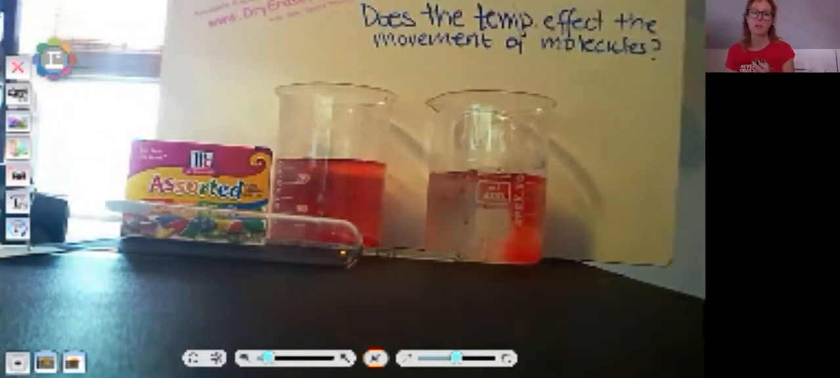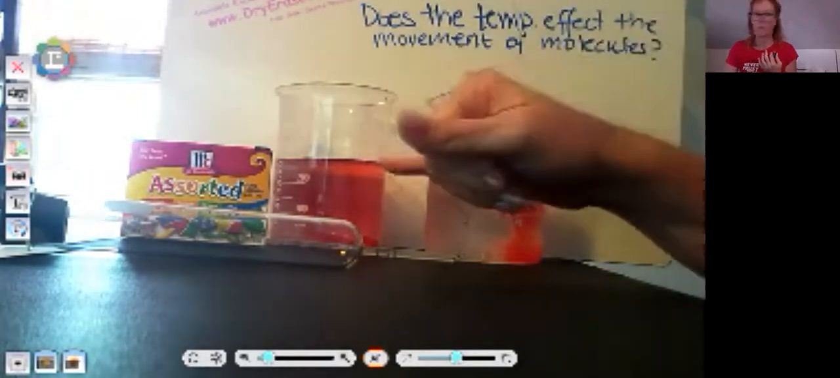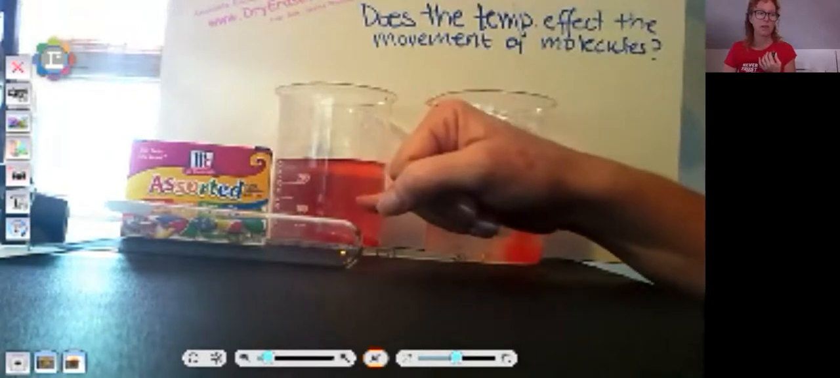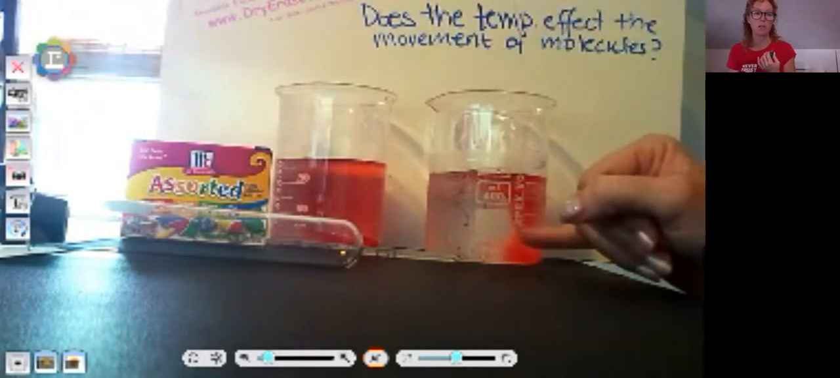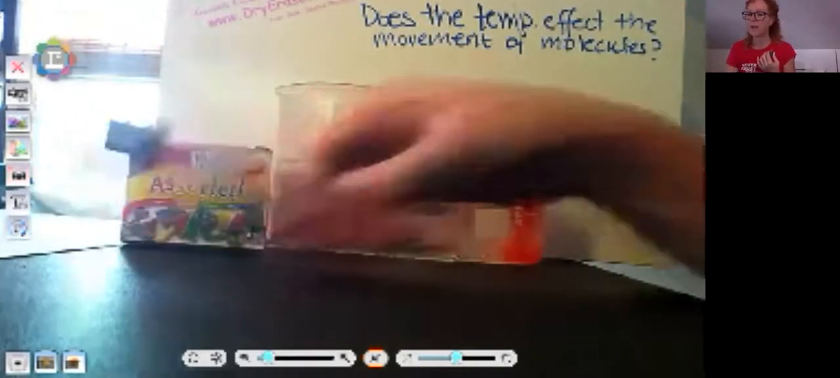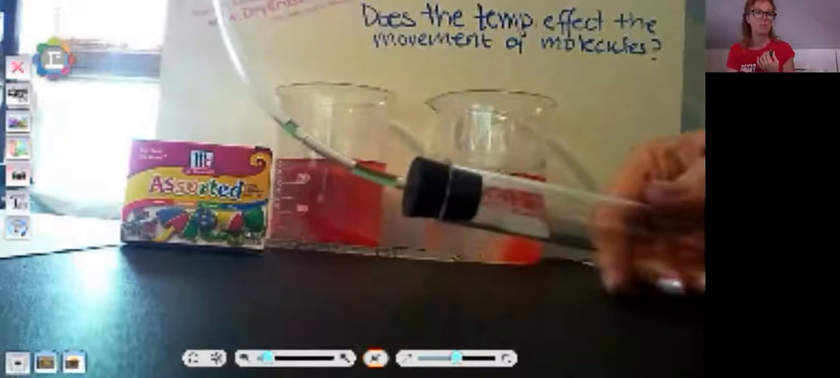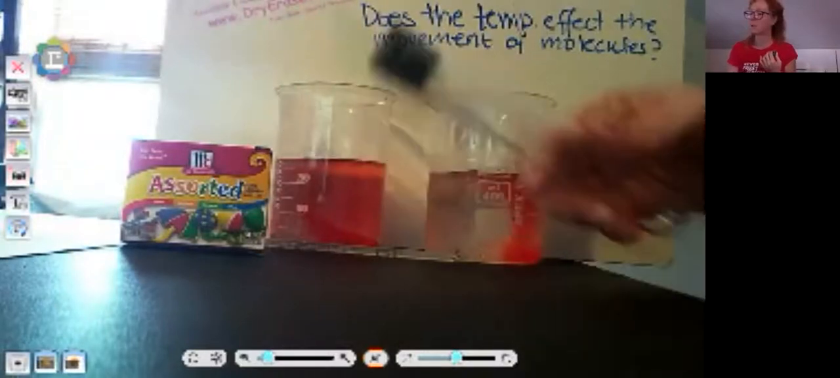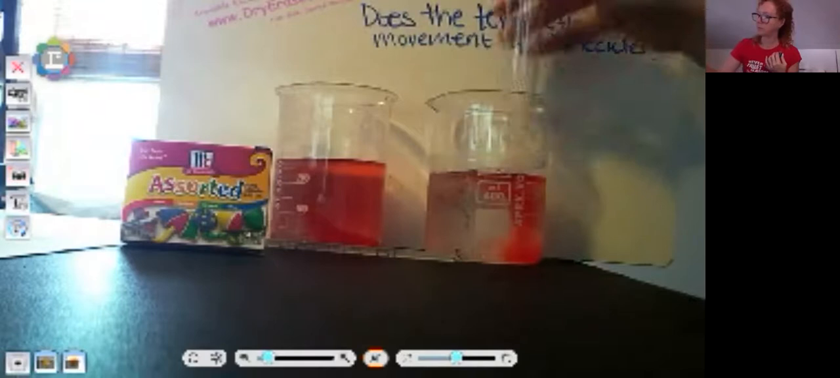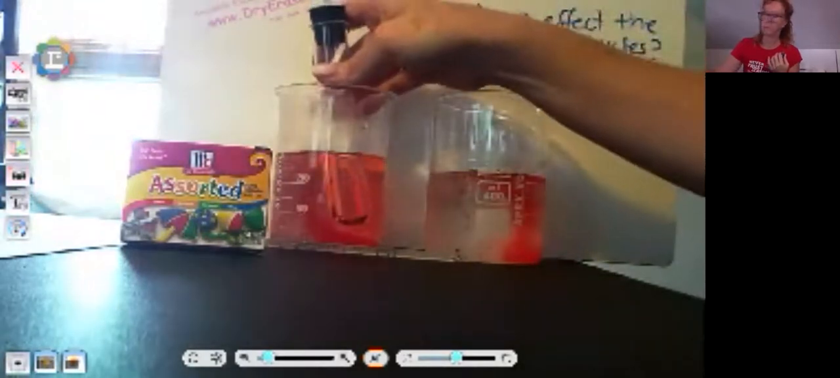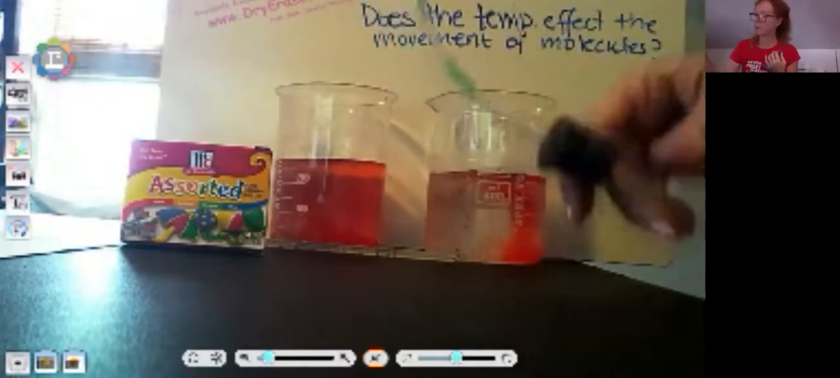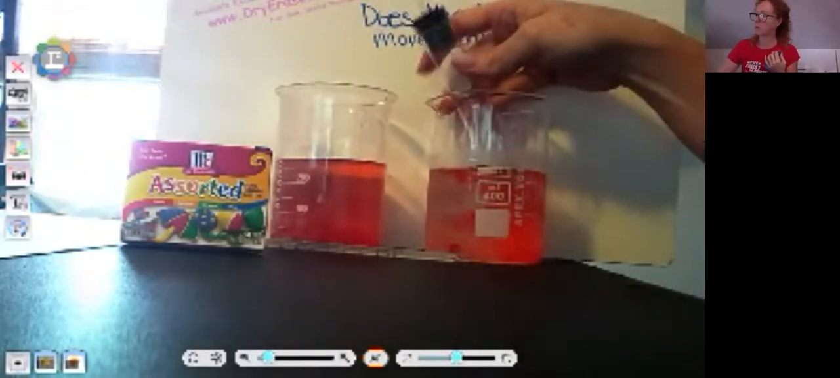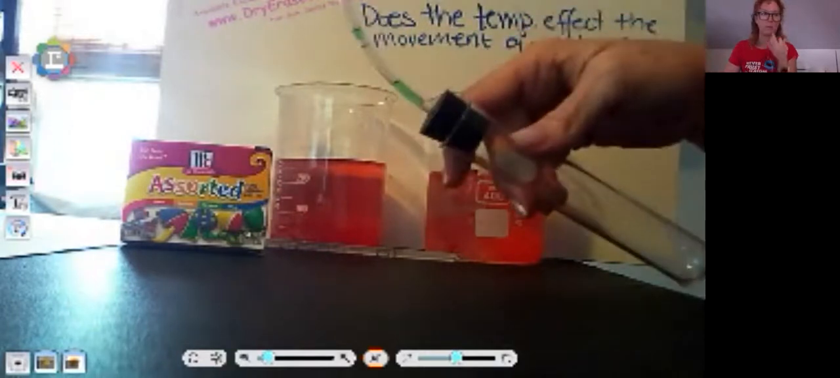So you should, by this time, have answered the driving question: does the temperature affect the movement of molecules? And that's going to be your claim. We've given you two pieces of evidence: the diffusion of red food dye in warm water compared to the diffusion of red food dye molecules in cold water. And then we also have the movement of our water plug going from hot to cold. You can see it moved up, and you can see it moved down. Still moving down.